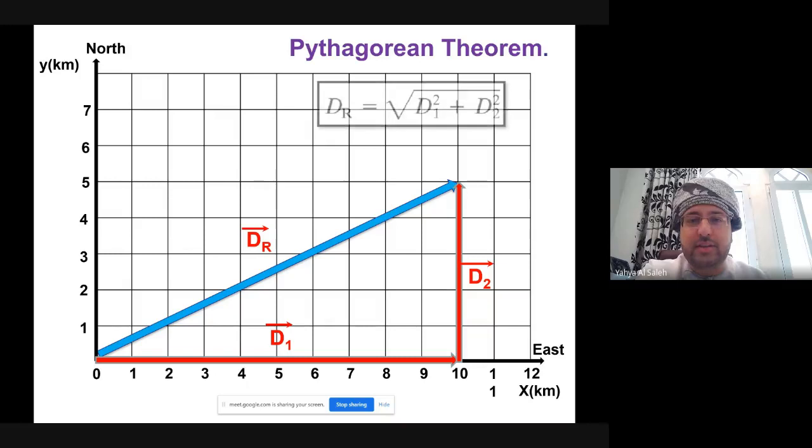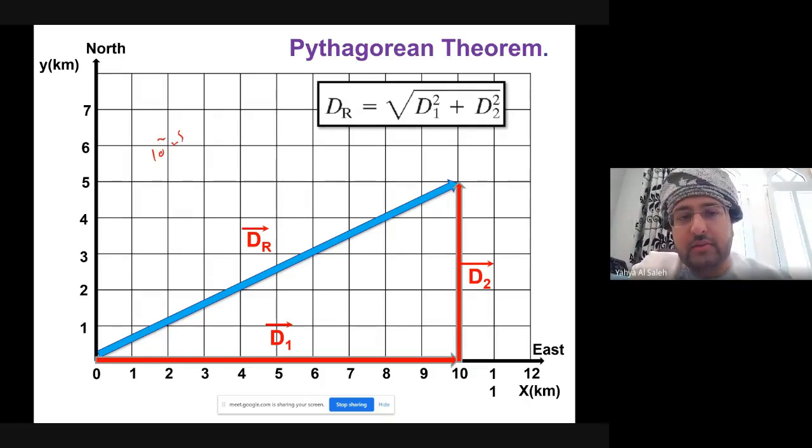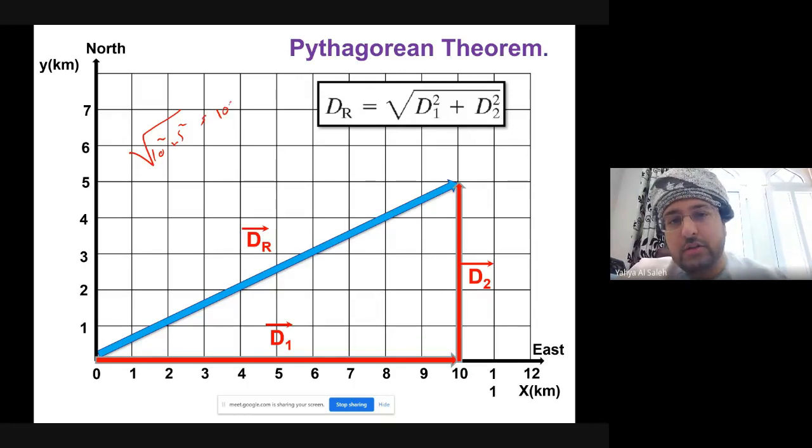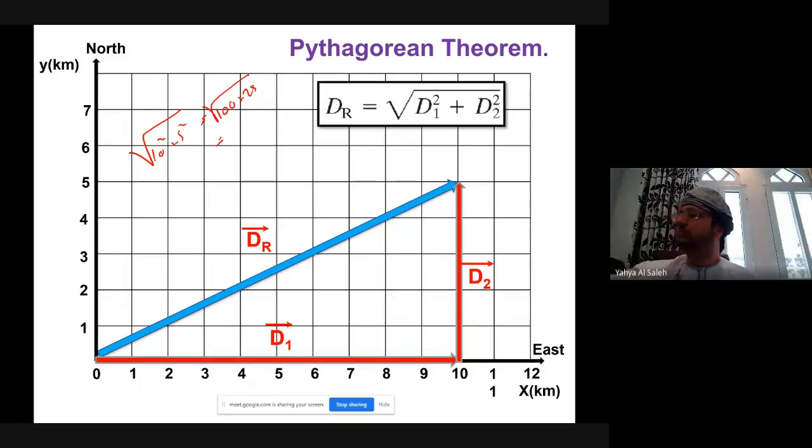So I will need to do 10 squared plus 5 squared and then square root. So 10 squared plus 5 squared, square rooted. So this is 100 plus 25, square rooted. What's the square root of 125? Anyone? 11.2.